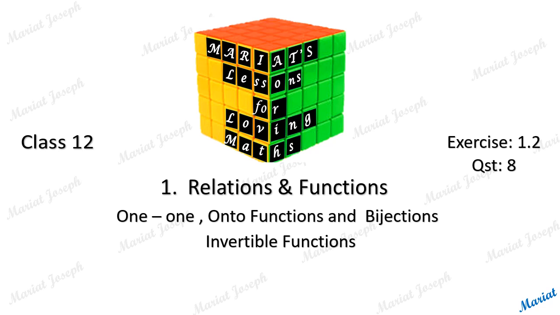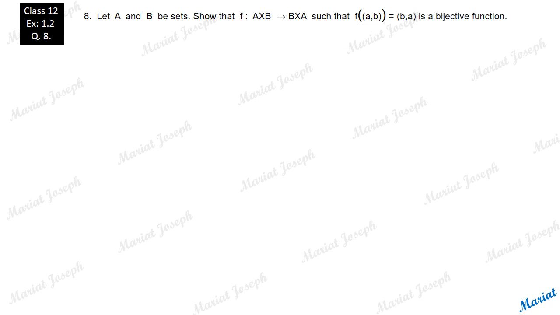Welcome to an example of classifications of functions such as one-one function, onto function, bijections, and invertible functions. Let A and B be two sets. Show that f defined from A cross B to B cross A such that f of the ordered pair (a, b) is equal to the ordered pair (b, a) is a bijective function.